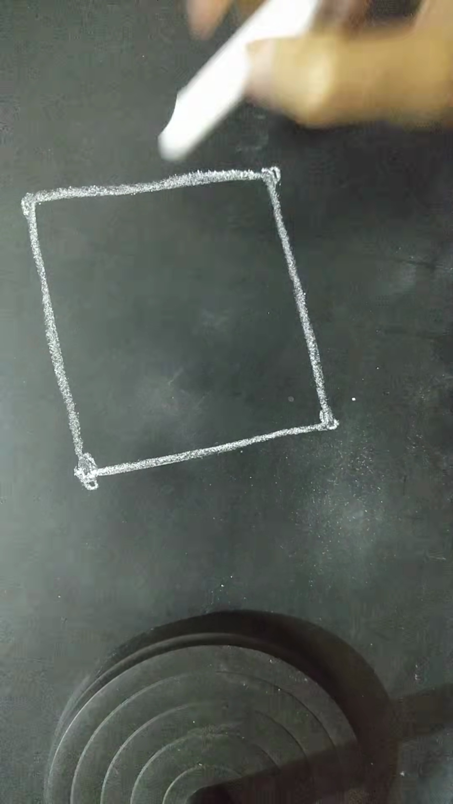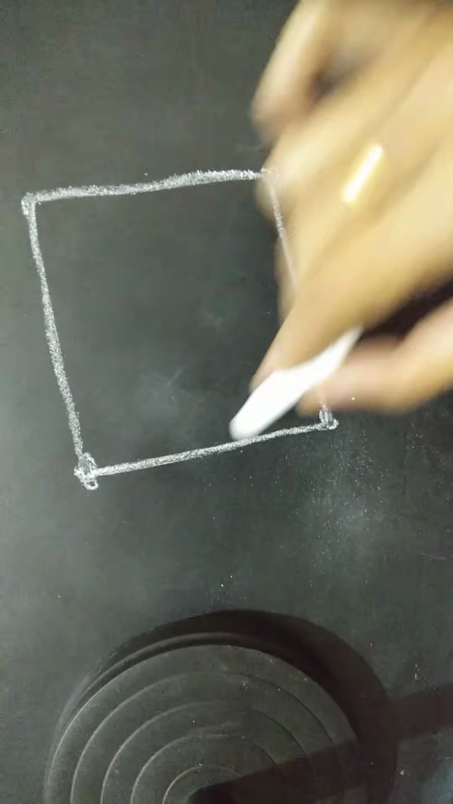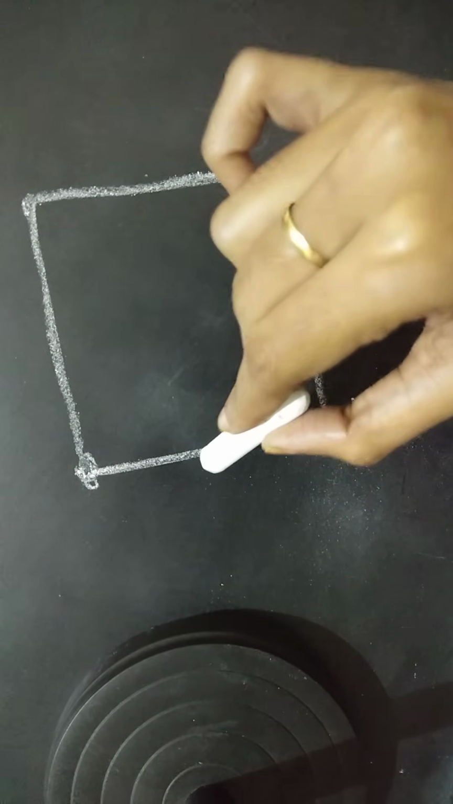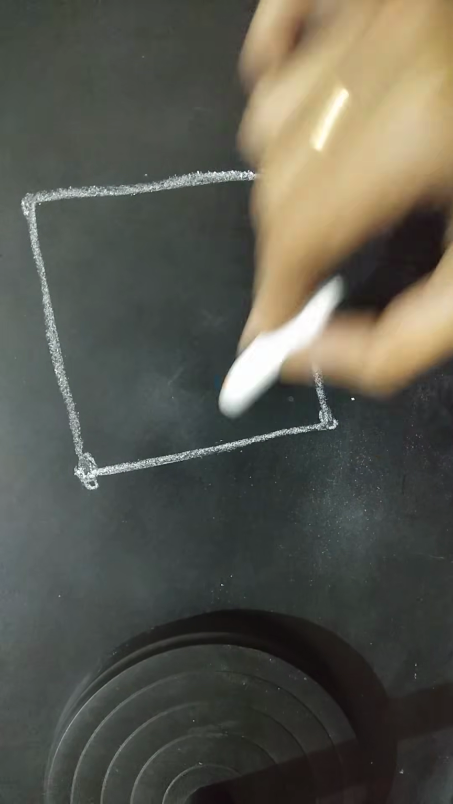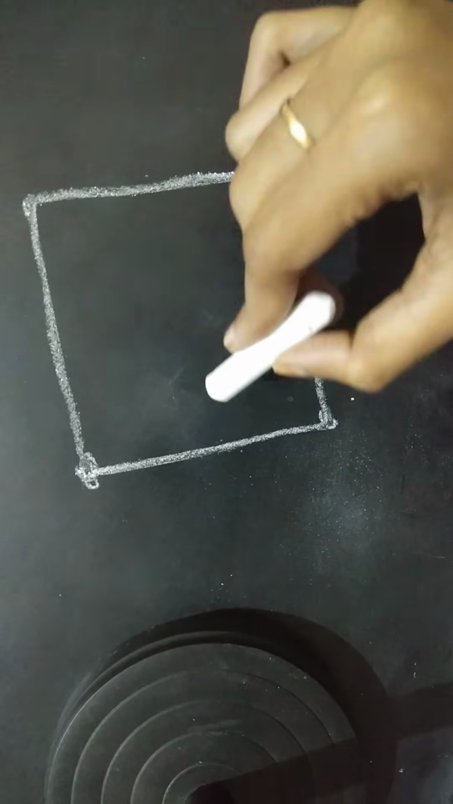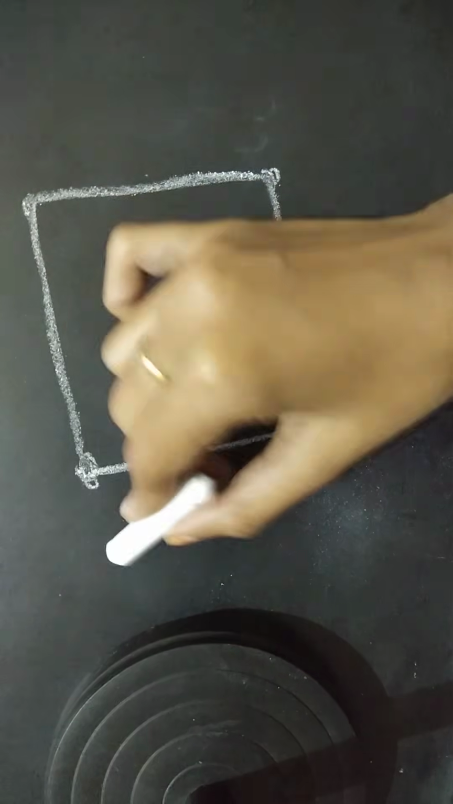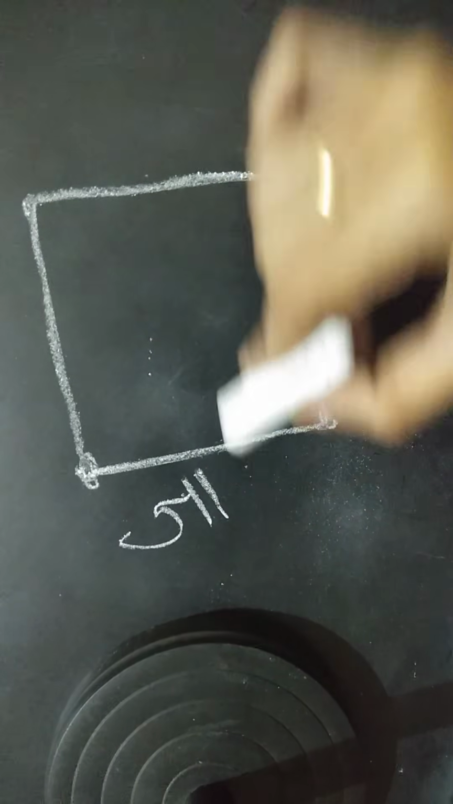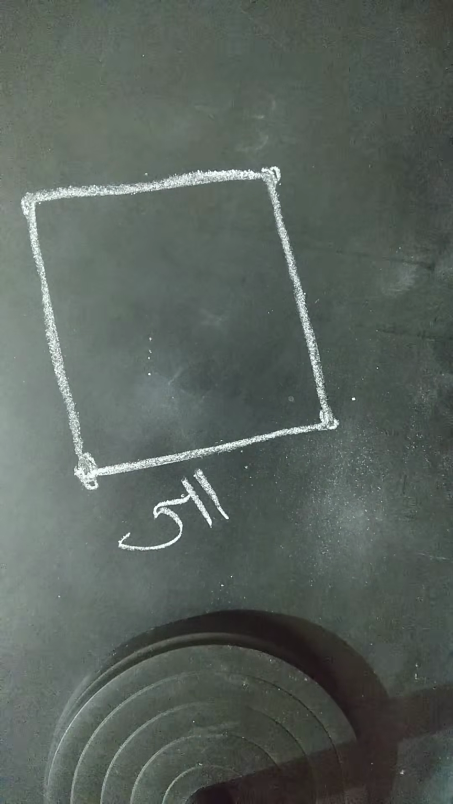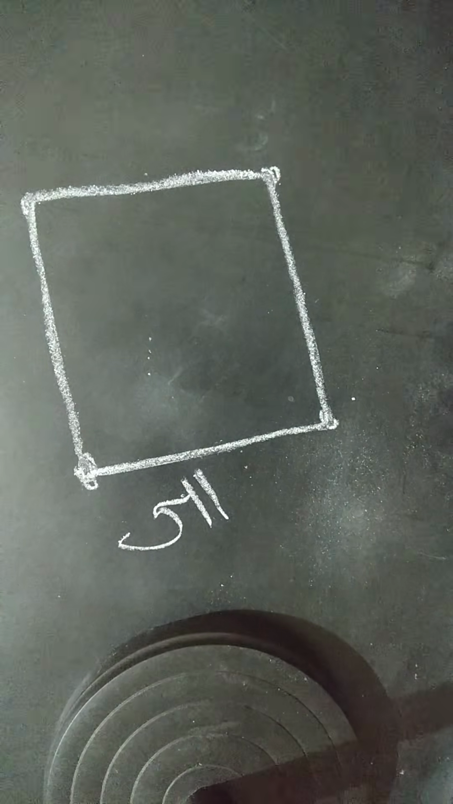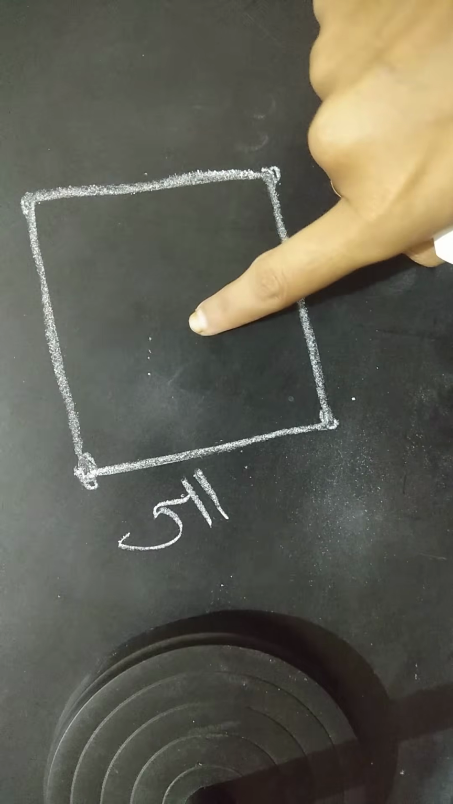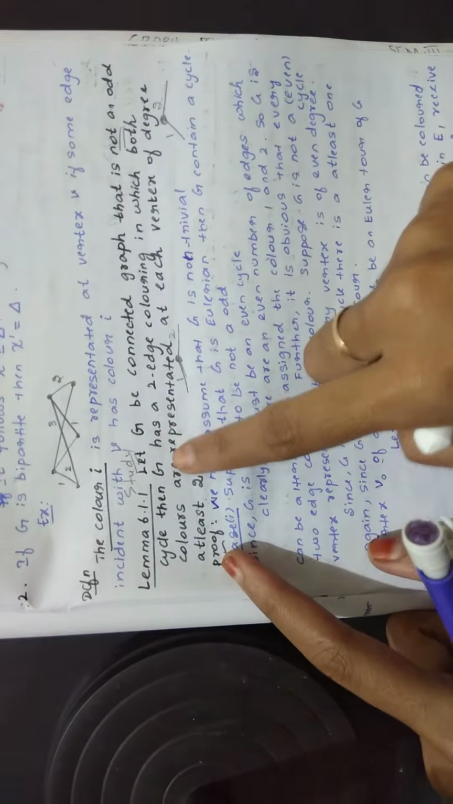In this cycle, how many edges do you have? 1, 2, 3, 4. You have 4 edges. That is an even number of edges in this cycle. So you can say this G is a connected graph with an even cycle. From this statement, they are asking us to consider this kind of graph. So we have considered it.